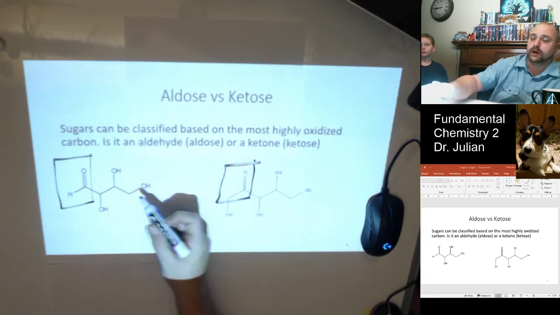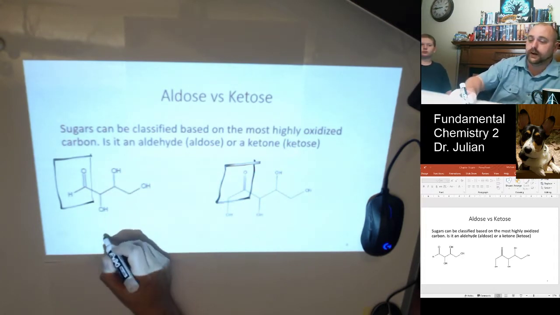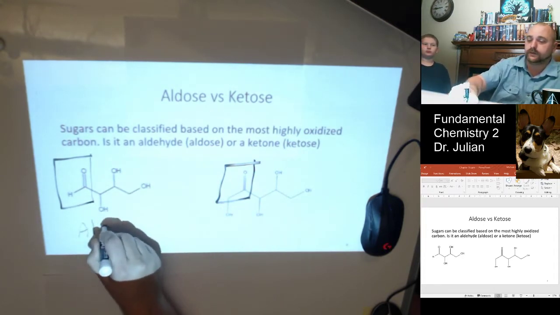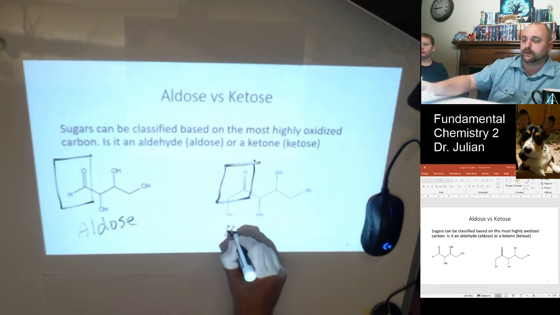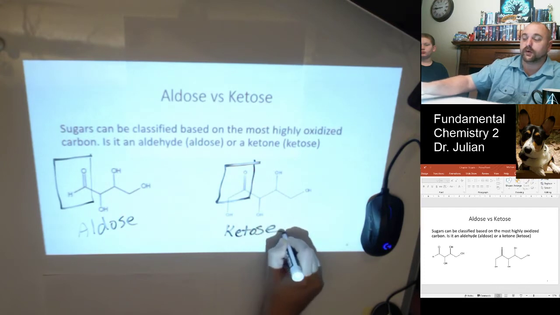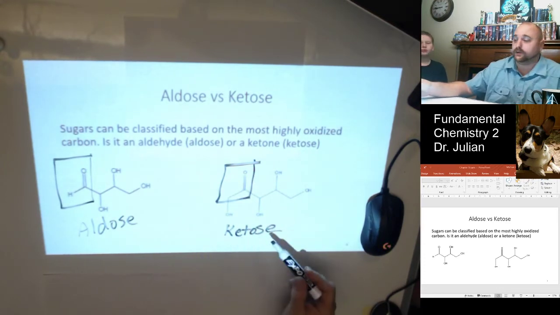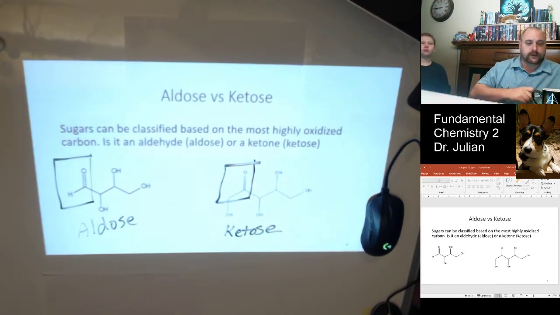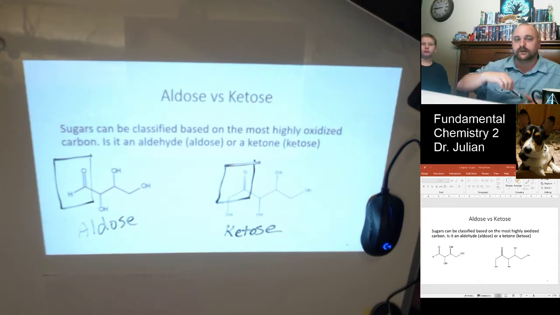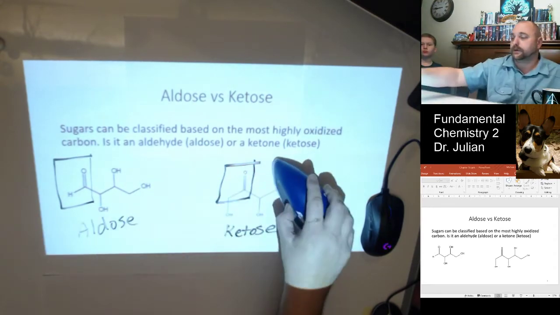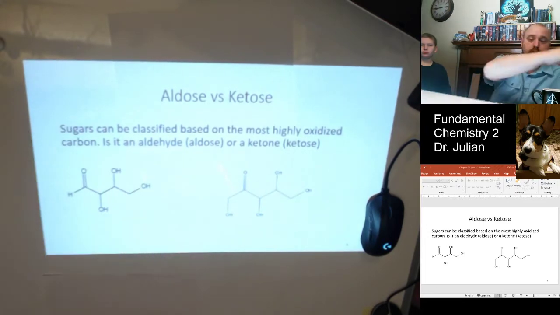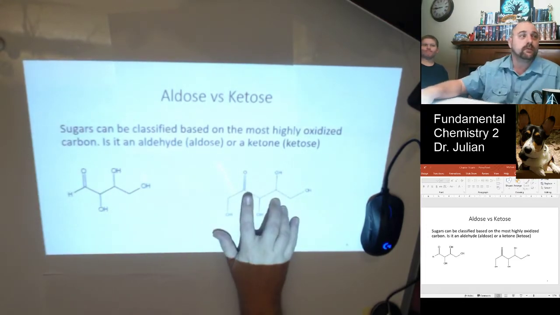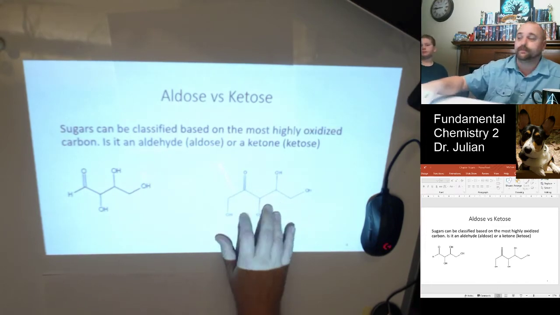An aldehyde is an aldose, and if it has a ketone, it's a ketose. I'll show you a picture, and you tell me, is it an aldose or a ketose? That simple. There's really nothing difficult about those. When we get into different drawings, you're always looking for the most oxidized carbon, which will be our carbonyl.